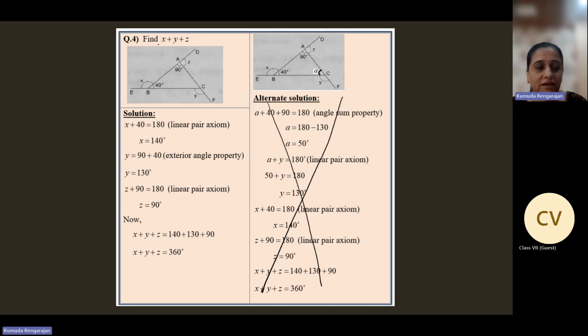The question is to find x plus y plus z. So we found x, we found y, we found z. Now find x plus y plus z. 140 plus 130 plus 90, which is 360.